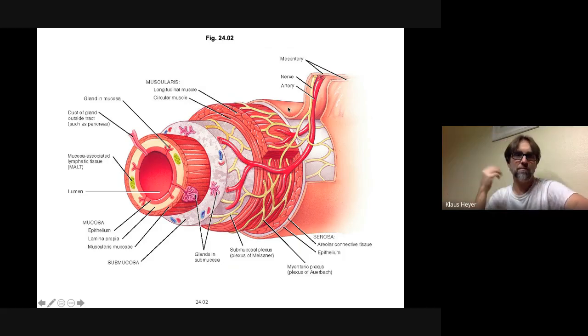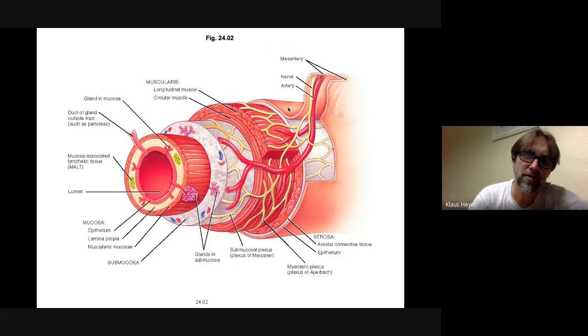So let's start in and go out, right? So the whole GI tract has these 4 layers. So this could very well be your esophagus. Actually looks like an esophagus. It could be, the stomach has these same 4 layers. The large intestine has these same 4 layers. Okay, so very beginning, the lining. It's always going to be epithelial tissue, right?